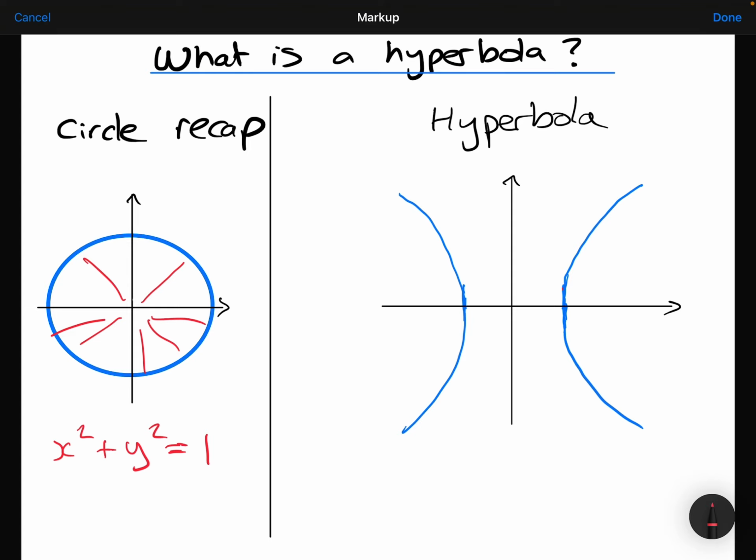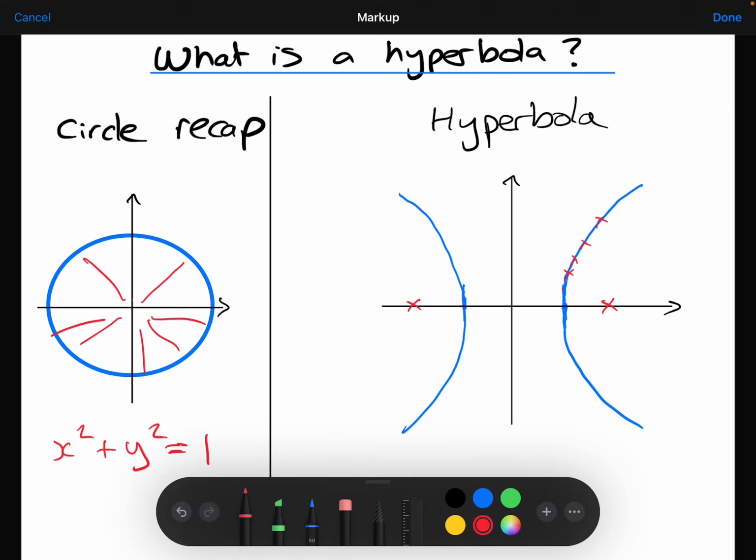Now a hyperbola doesn't have one centre. In fact, it has 2 points that are called the foci. It has 2 focus points. And the hyperbola is all of the points where the difference in the distance between the foci is a constant. Now that sounds quite clunky, but if I just show you what I mean, it'll hopefully make sense.